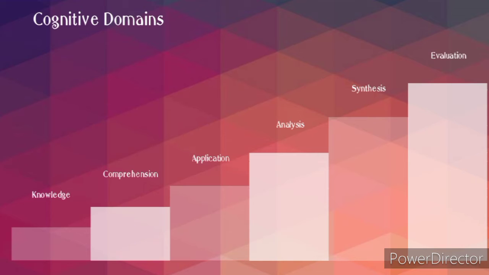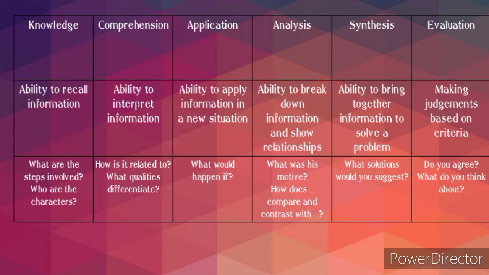There are 6 major categories of the cognitive domain. We have knowledge, comprehension, application, analysis, synthesis, and evaluation. Now let's talk about the 6 categories. First, we have knowledge. So the test items in the knowledge category are all about the ability to recall information. Now the test questions would be like, what are the steps involved? Who are the characters? And questions like this.